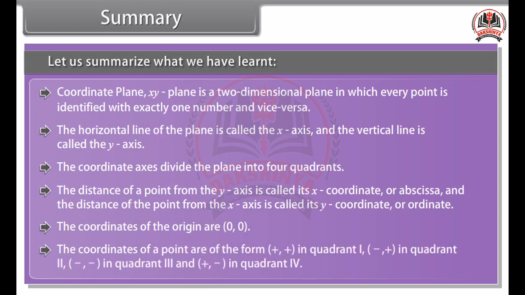The coordinates of a point are of the form plus plus in quadrant 1, minus plus in quadrant 2, minus minus in quadrant 3, and plus minus in quadrant 4.